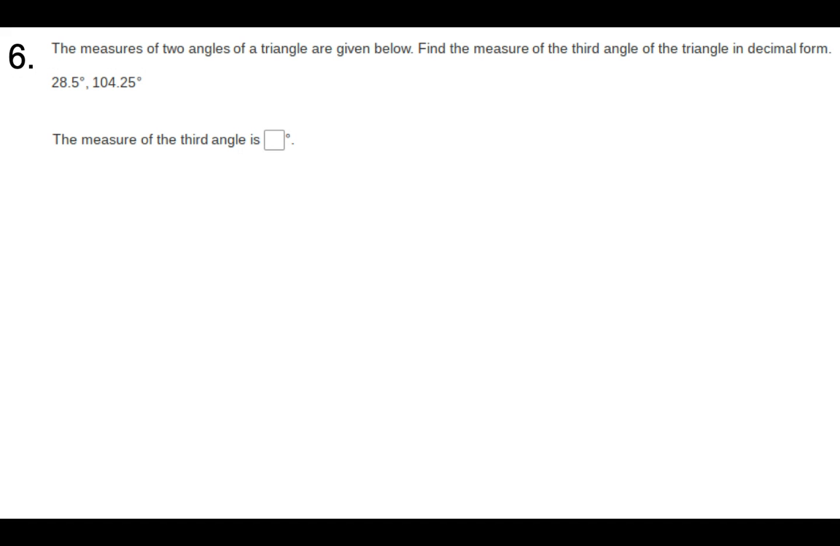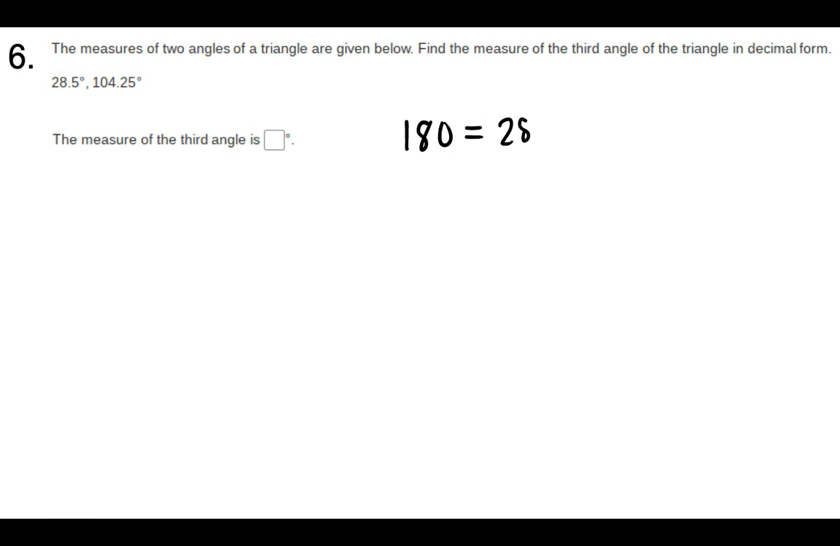Okay, so it says the measure of two angles of a triangle are given below. Find the measure of the third angle of the triangle in decimal form. So these are two angles of the triangle. You need to find the third angle. Ready, set, go. Okay, so all you're going to do for this is remember all the angles of a triangle add up to 180.